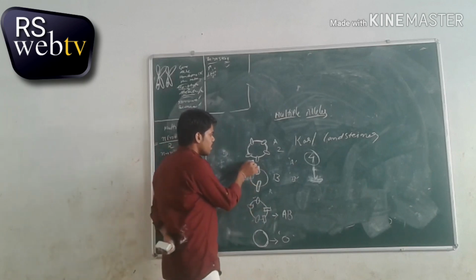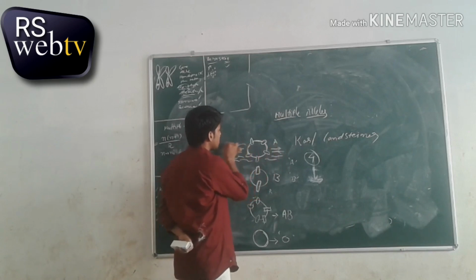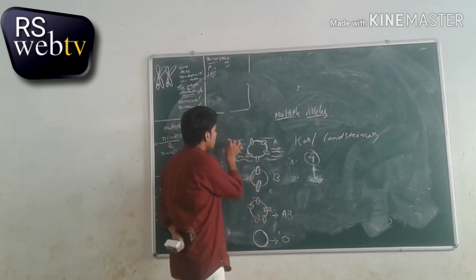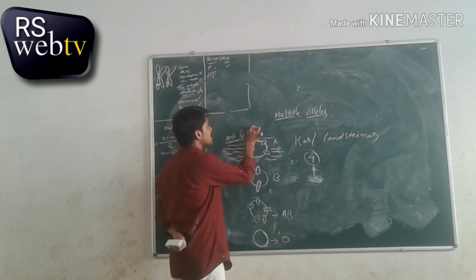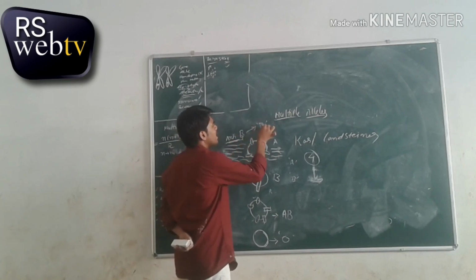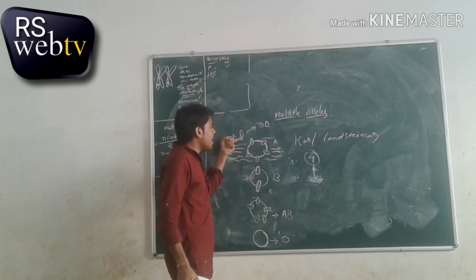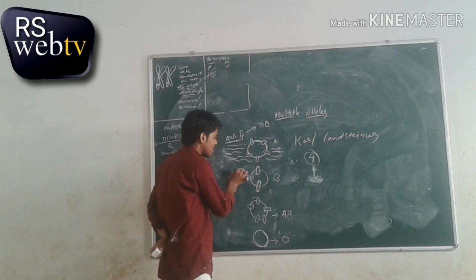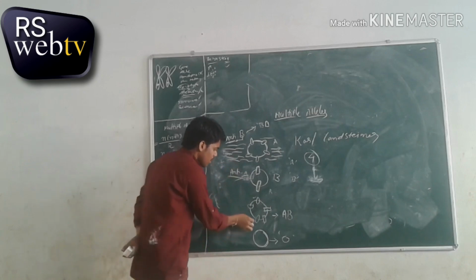According to this theory, there are some natural antibodies present in plasma. A group persons have anti-B antibodies. Anti-B antibodies are against antigen B. A group persons have anti-B antibodies in their plasma. B group persons have the reverse, anti-A antibodies in their plasma.